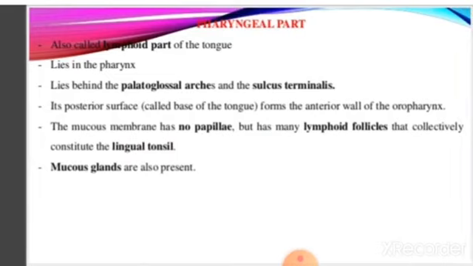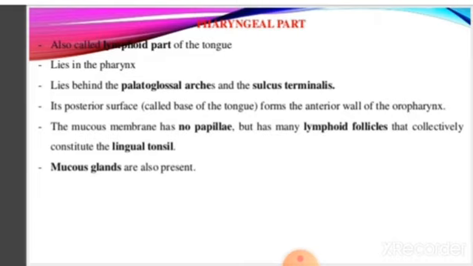Now the pharyngeal part, also called the hyoid part of the tongue. It lies in the pharynx, behind the palatoglossal arches and the sulcus terminalis. Because this is the pharyngeal part, it is the posterior 1/3 part. It lies in the pharynx, and the other structures in front of this part are called the palatoglossal arches and the sulcus terminalis.